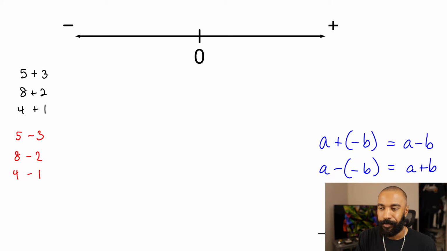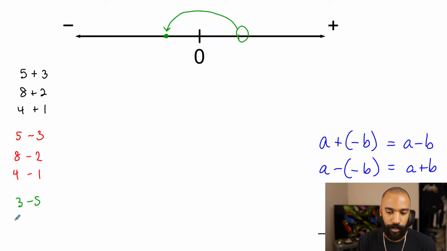Case number 3, as I just mentioned. I'm going to take a positive number, and I'm going to subtract something larger than it. Okay? Let's take just these numbers here, and let's reverse them. This is why subtraction is not commutative, because these aren't the same thing. 3 minus 5, 2 minus 8, 1 minus 4.